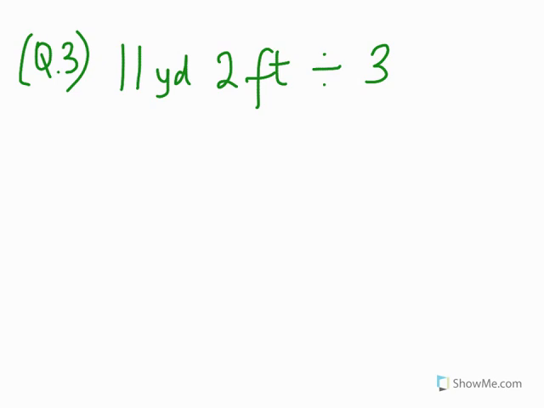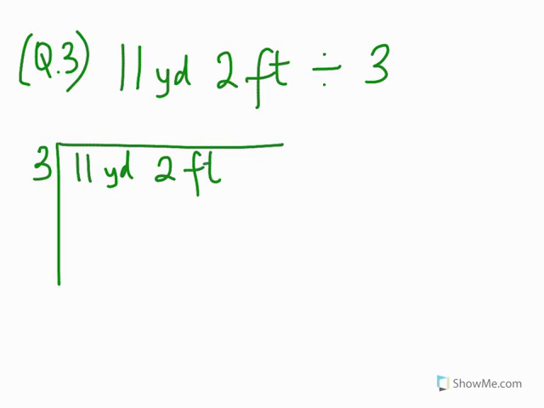Question 3. 11 yards, 2 feet, divided by 3. We set up our division process. The dividend is 11 yards, 2 feet. The divisor is 3. Okay, now in this case we'd say 3 divide 11 yards, right?